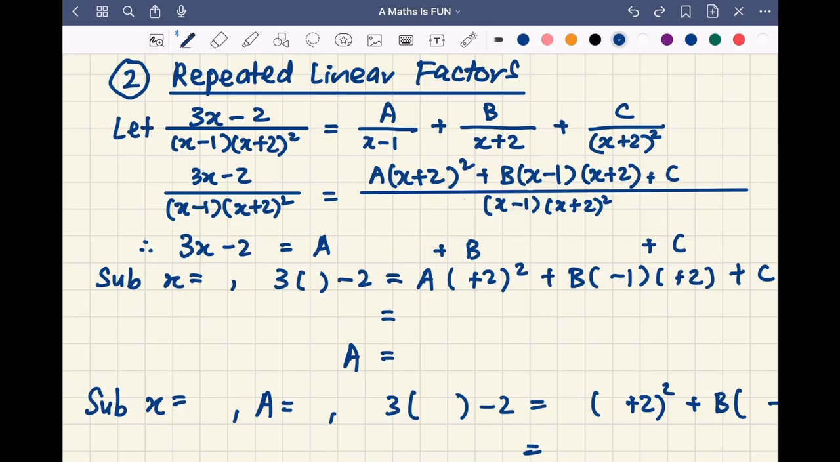And then finally, for the third fraction, the denominator is missing an x minus 1, so I'm going to multiply that in numerator and denominator. So after we compare the numerators, what we will have is 3x minus 2 equals a times x plus 2 squared plus b times x minus 1 times x plus 2 plus c times x minus 1.